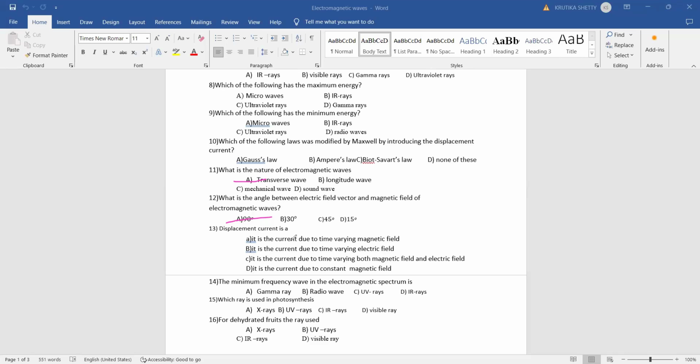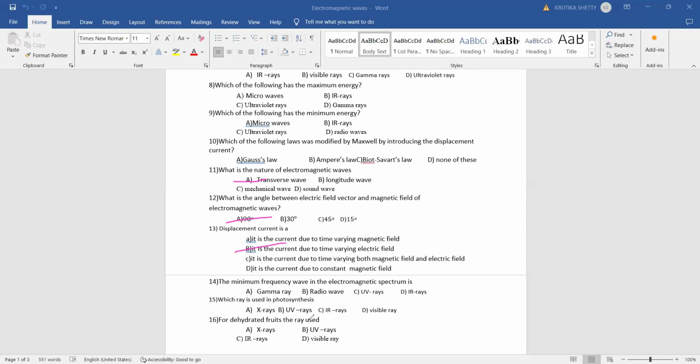Displacement current is the current due to time varying magnetic field. It is the current due to time varying electric field. It is the current due to time varying both magnetic field and electric field. It is the current due to constant magnetic field. Yes, it is the current due to what? Displacement current is due to the electric field, option B. Yes, option B is the correct answer. Go for the next question.